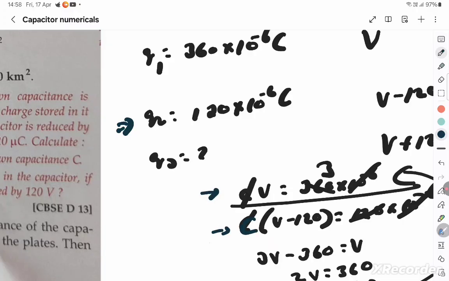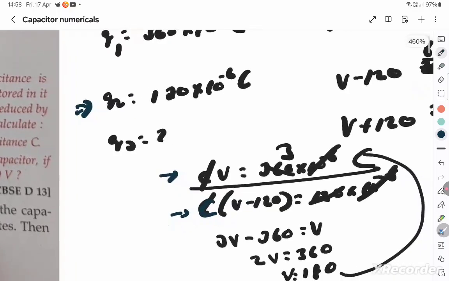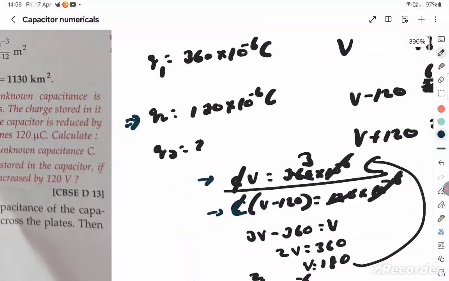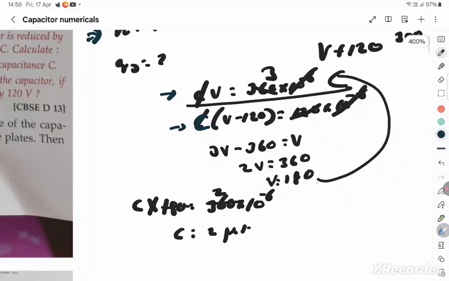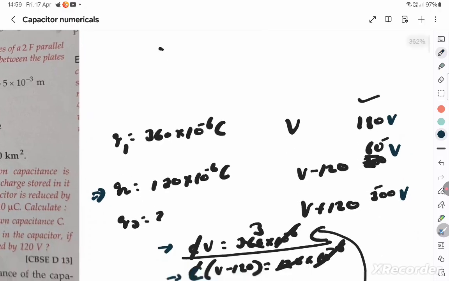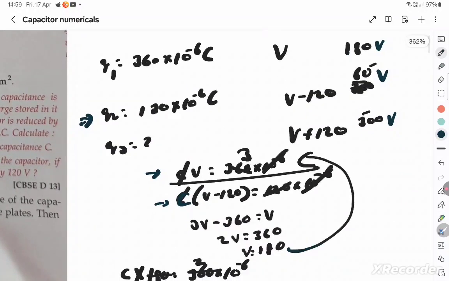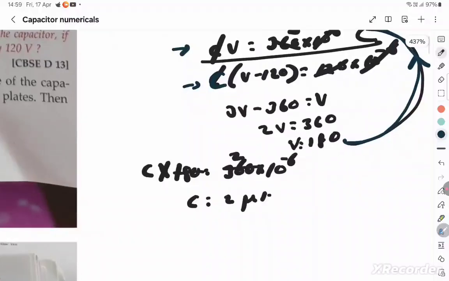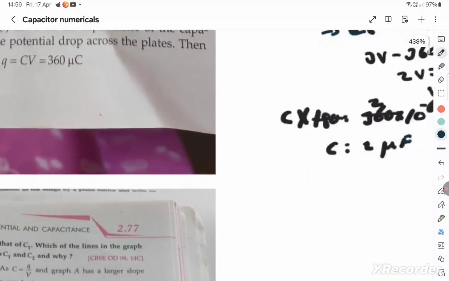And then divide those two equations. You know the charges are 360 microcoulomb and 120 microcoulomb. So you'll get 3, and cross multiplying this, you get the voltage to be 180. So in the first case it is 180, then reducing by 120 gives you 60 volts, and increasing by 120 gives you 300 volts. Now that you know the voltage, you substitute it in the first equation, where CV is equal to 360 microcoulomb, and get the value of the capacitance. It will turn out to be 2 microfarad. Okay, so that was this question.